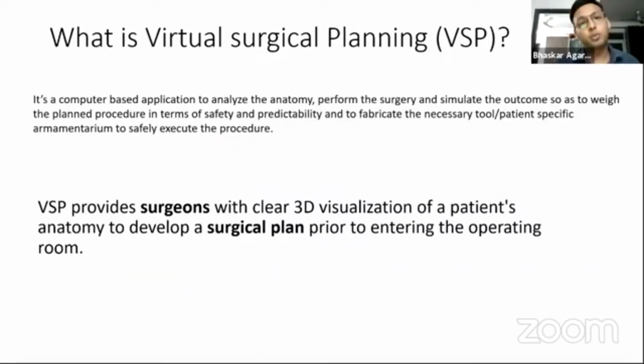So next we come to what is virtual surgical planning. It is a computer-based application to analyze the anatomy, perform the surgery, and simulate the outcome so as to weigh the planned procedure in terms of safety and predictability, and to fabricate the necessary tools or patient-specific armamentarium to safely execute the procedure. Basically, this definition is not given anywhere. Based on my experience, I have tried to define virtual surgical planning, and in subsequent slides, I will try to justify this definition. A VSP provides surgeons with a clear 3D visualization of patients' anatomy to develop a surgical plan prior to entering the operating room.